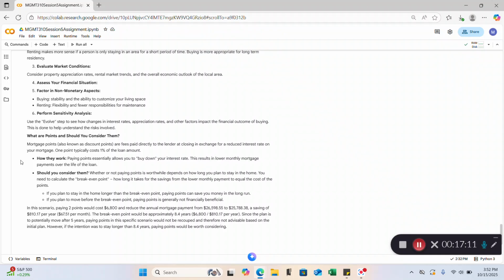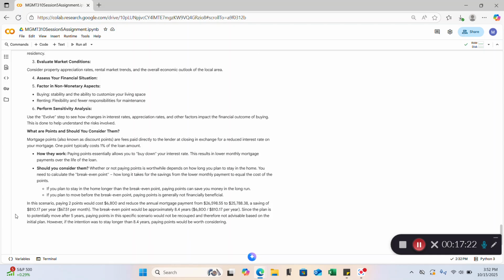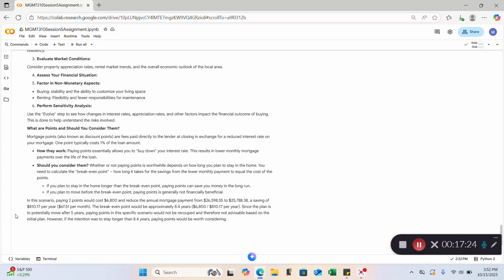So we need to calculate our break-even point. If we decide to stay in the home longer than the break-even point, paying points will save us money in the long run. However, the opposite is true if we decide to move before the break-even point; there's really not a lot of financial benefit. For example, in this scenario, paying these 2 points would cost us $6,800 and reduce our annual mortgage payment from about $26.6 thousand to $25.8 thousand. That'd save us about $810 a year, or $67.51 a month. The break-even point is approximately 8.5 years.